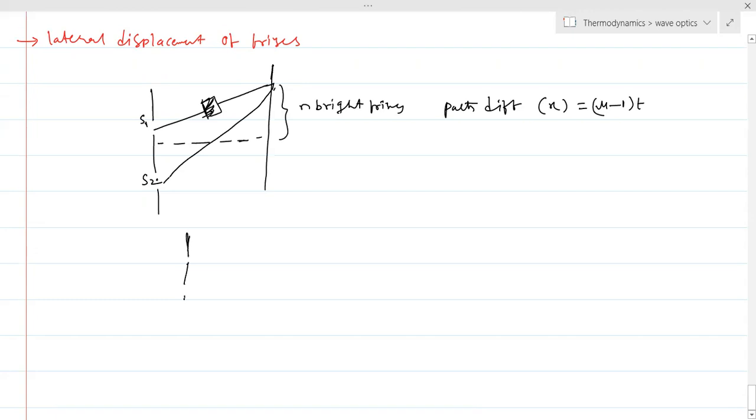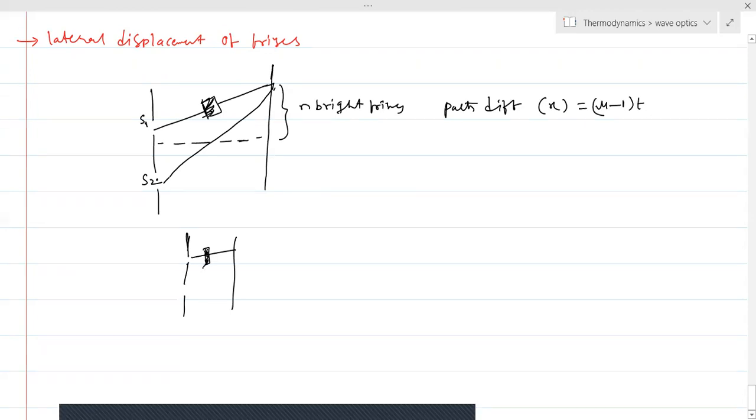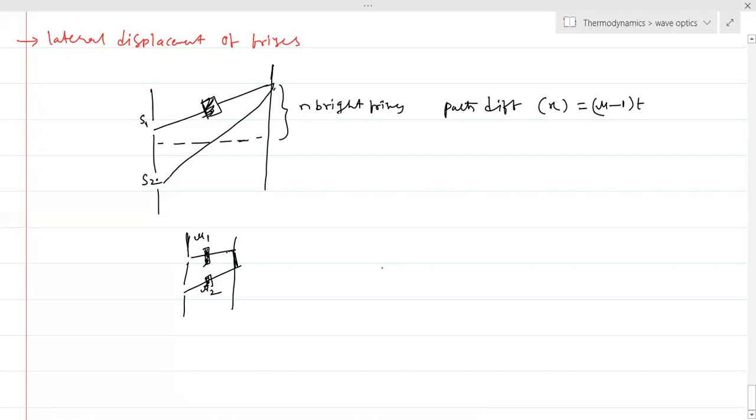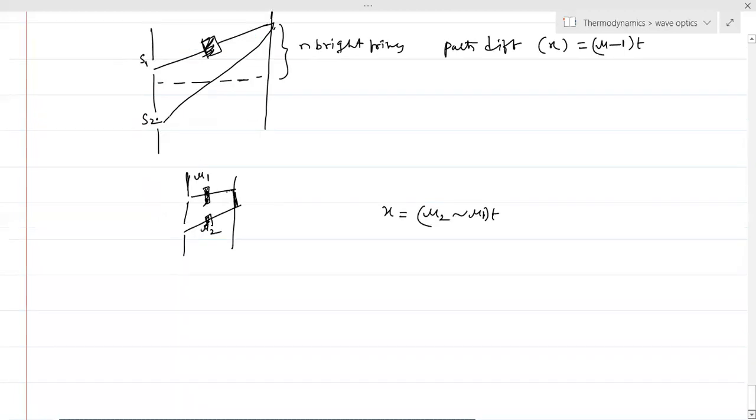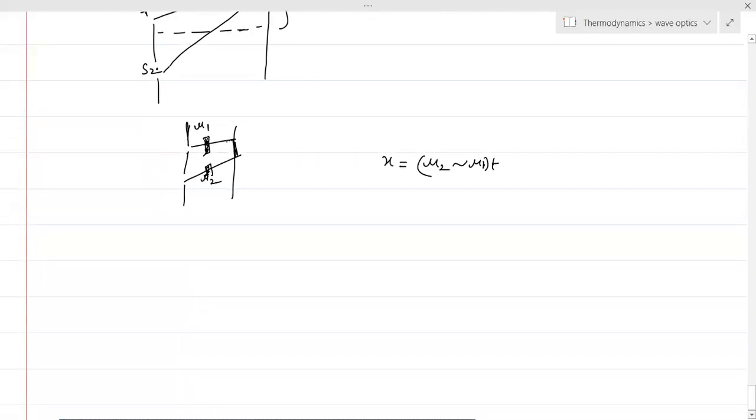Suppose instead of taking a single mica sheet, we consider 2 mica sheets. This is mu1 and this is refractive index mu2, of equal thickness. So in this case the path difference is equal to (mu2 minus mu1) into t.